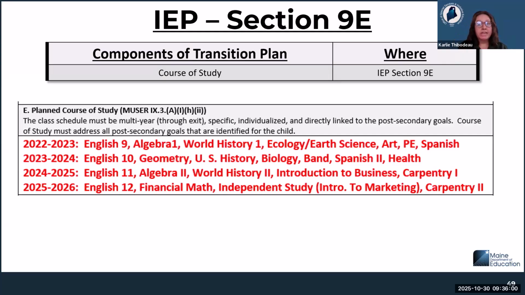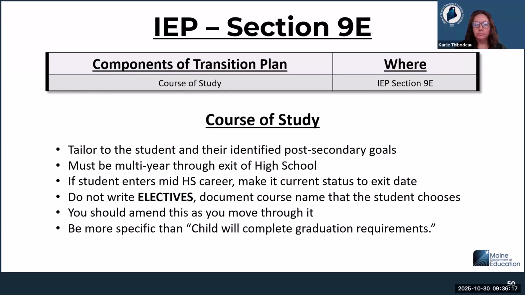And we understand that this will change or could change, especially depending on the students' changes of what they want to do, but also sometimes classes within the school change, and that's okay. You just change it yearly as you meet and decide what the student's going to work on. Okay.